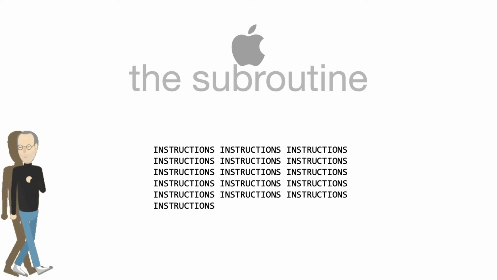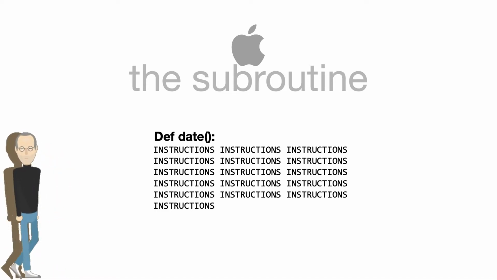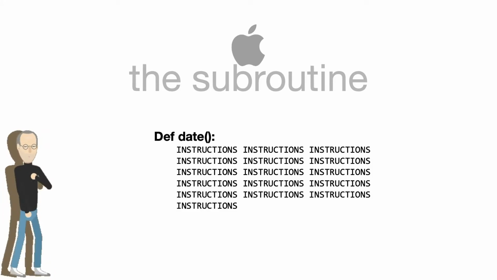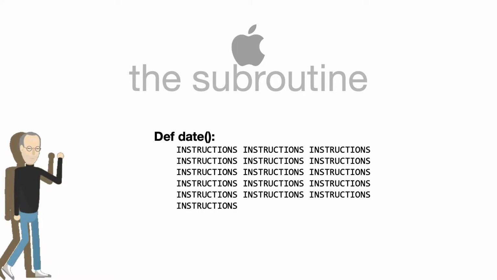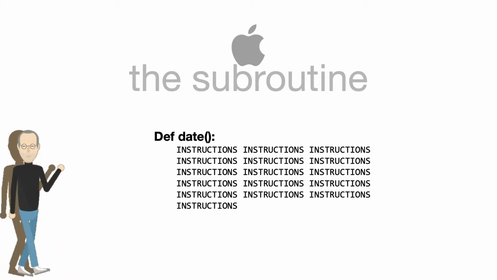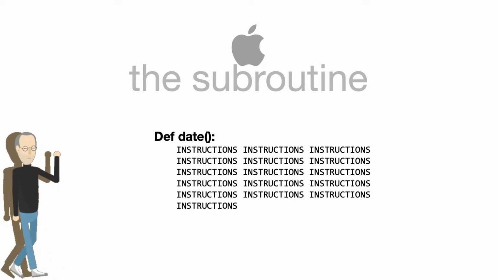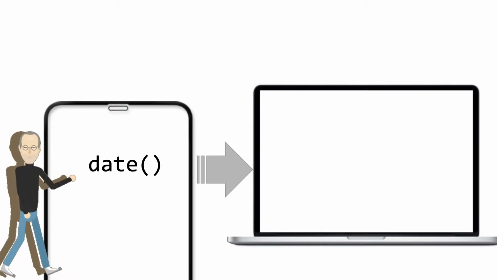Assign a name to your short piece of instructions. Then indent those instructions under this name. And there you go. You've got a subroutine. Now look how easy it is to use. If I want to display the date for my program, instead of repeating the code at different points in my program, I simply do this. And then this happens.